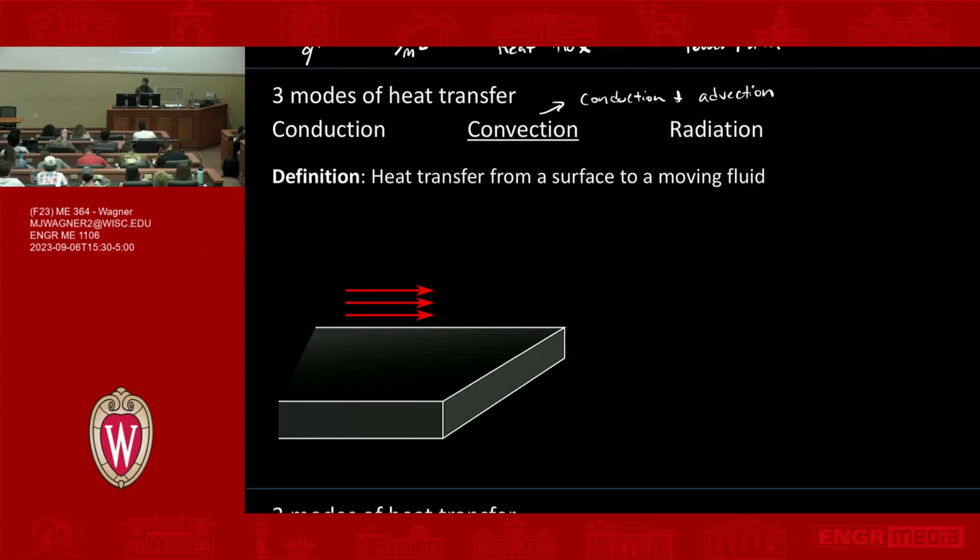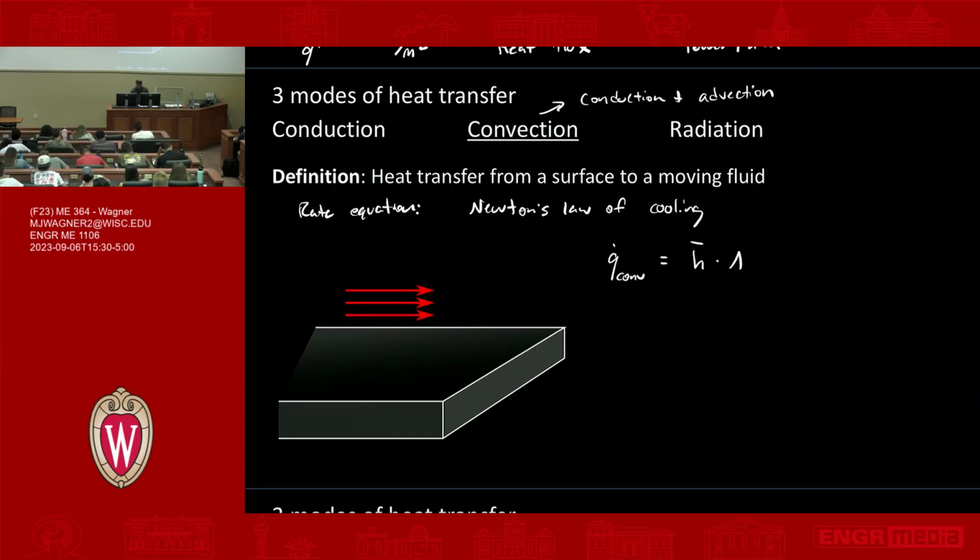So there's a rate equation for this. The rate equation is called Newton's law of cooling. One of like 6 Newton's laws. It turns out Newton was a pretty busy guy. So Newton's law of cooling: Q dot convection is equal to h bar times A_s times (T_s minus T infinity).